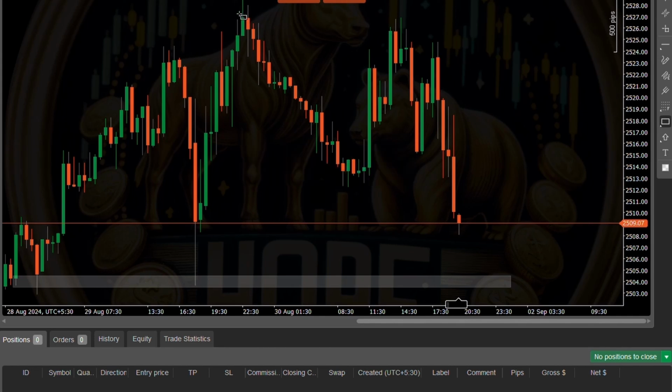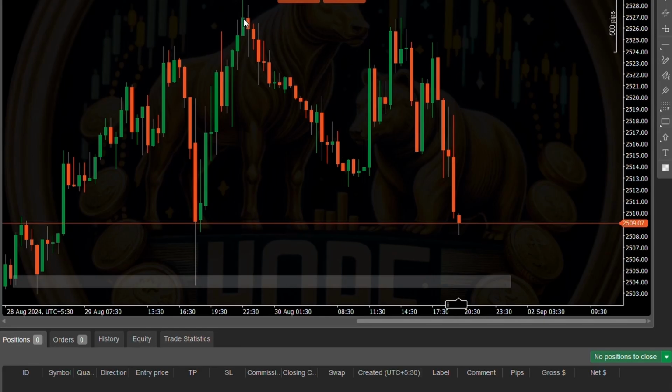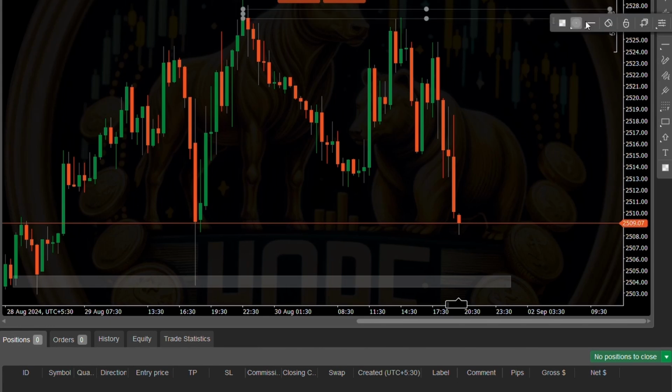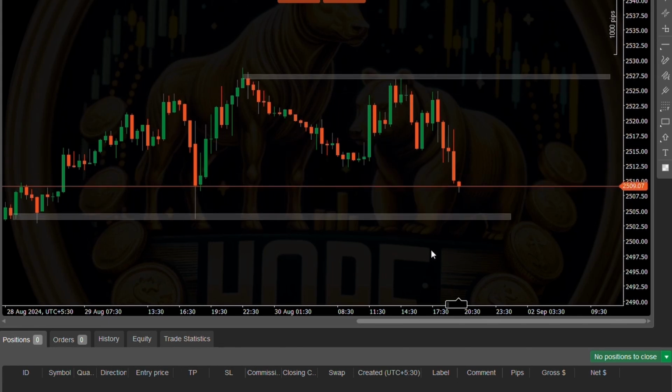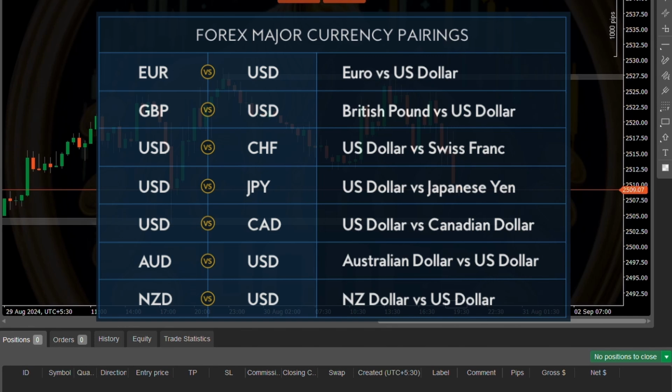First topic, different types of pairs. Best pairs are chosen according to the session you are trading. In the market, there are several pairs available. These are divided into major pairs and minor pairs. Major currency pairs are any pair that includes the US dollar, which currently holds the position of the largest economy in the world. Major pairs are the most widely traded currencies in the foreign exchange market. Here are the 7 major forex pairs that are considered to be the most popular across the world.